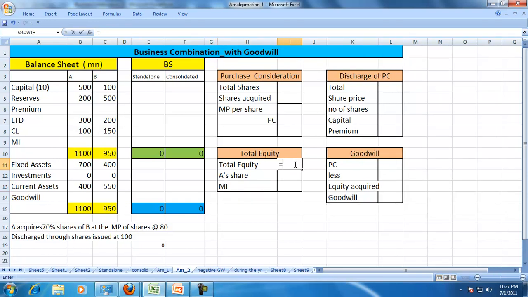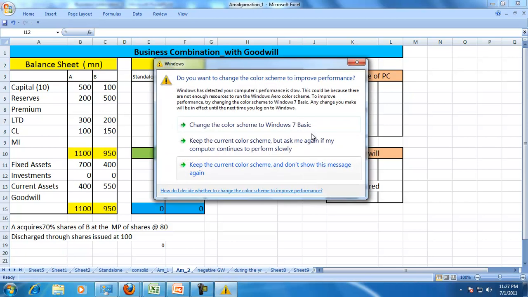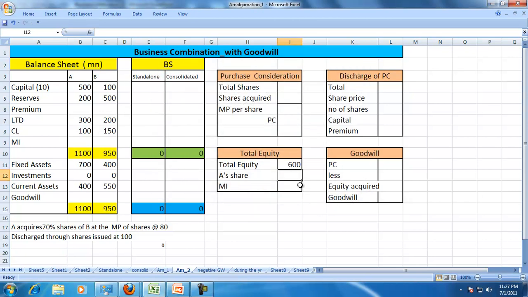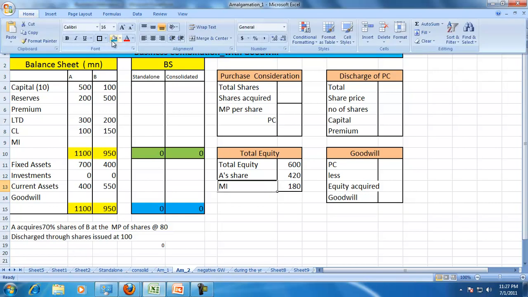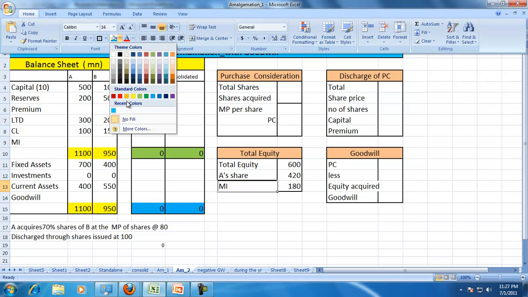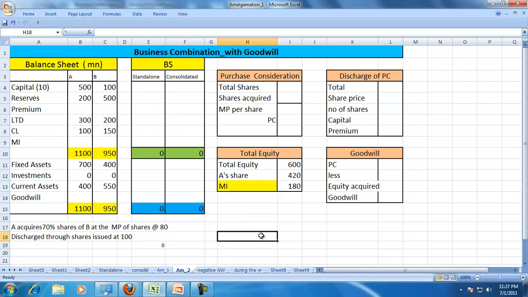The total equity of B is 100 plus 500, because the assets value is not given. A's share in that is 70%, so into 0.70, and the balance is the minority interest. So that's an important input for our consolidated balance sheet.